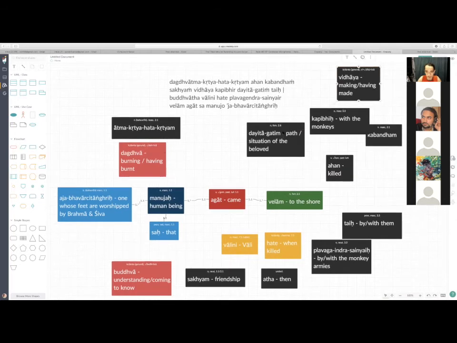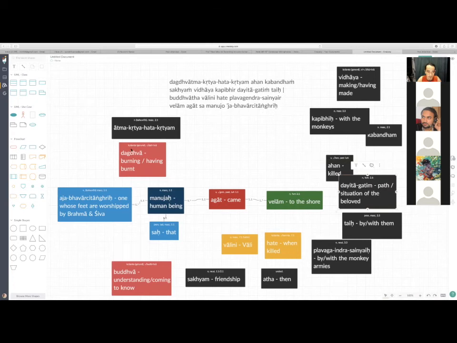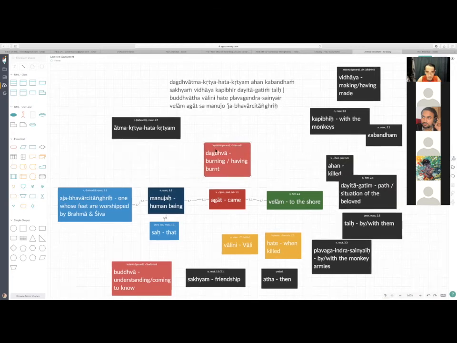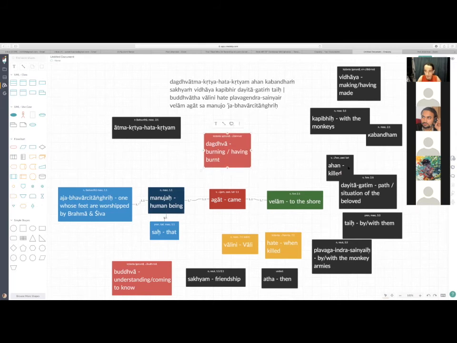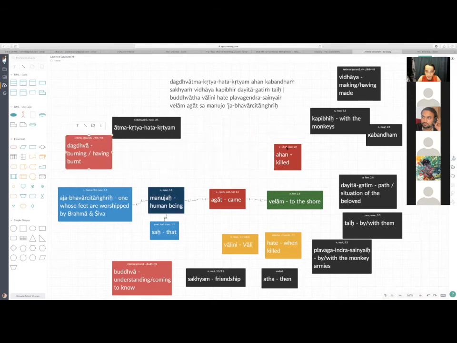Dagdva, okay, as a secondary kriya. Sorry, ahan. Yeah. Thank you. Ahan. Yeah, I just lost it because we didn't color it. So ahan, thank you. So he killed. Also Budva. Yeah, 1 second. He killed Kabandha. Yeah, he killed Kabandha.